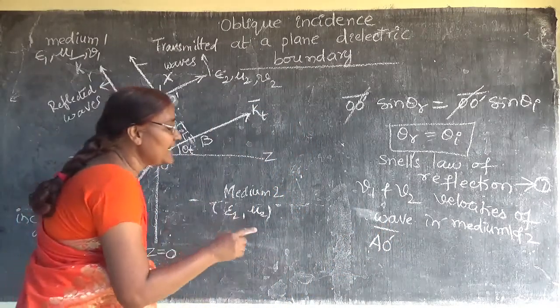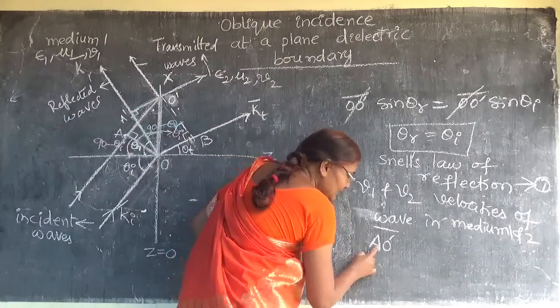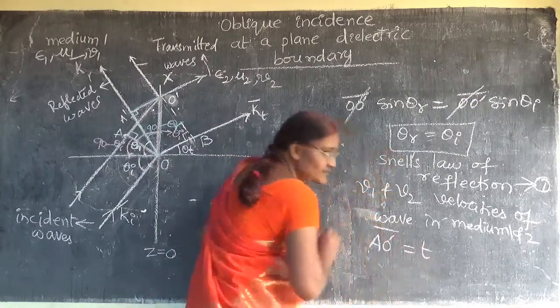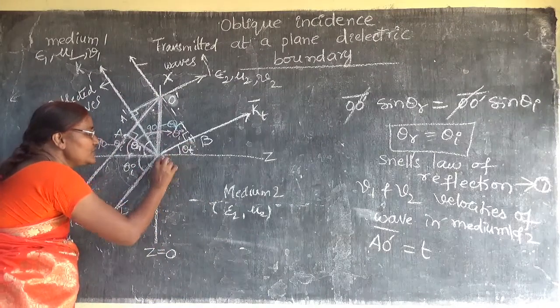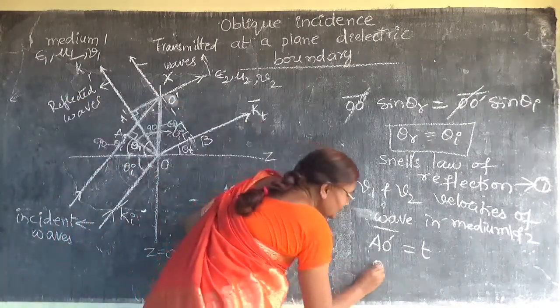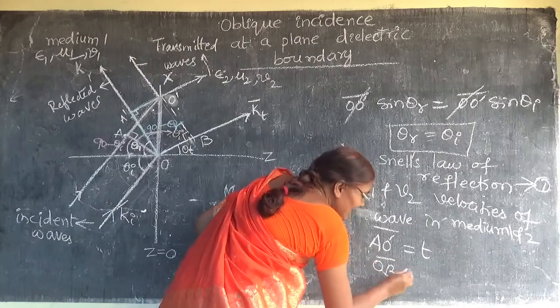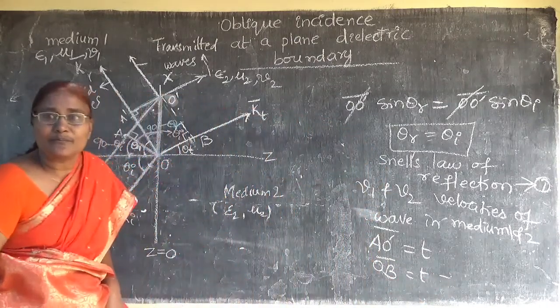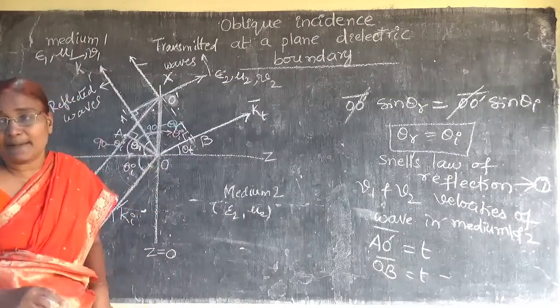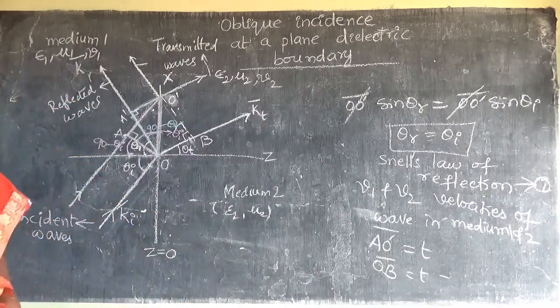So the time taken to travel this distance must be equal to T, and the time taken to travel this distance OB will also be T. The time taken will be the same, but velocities are different.